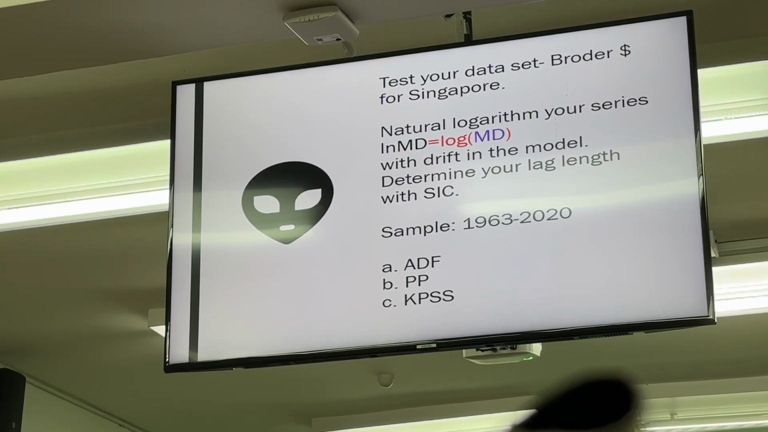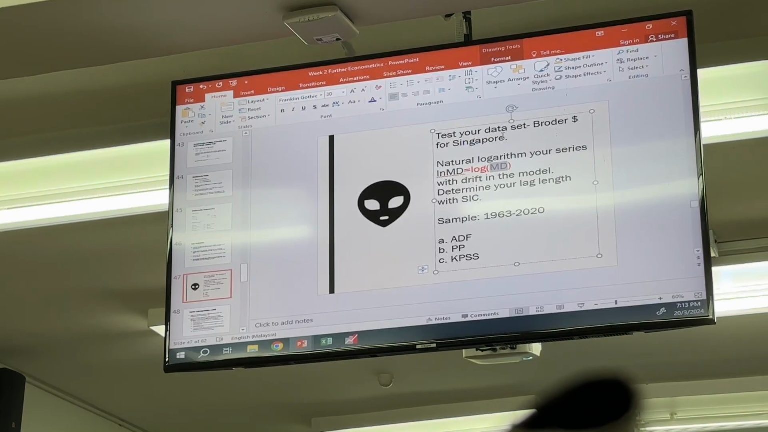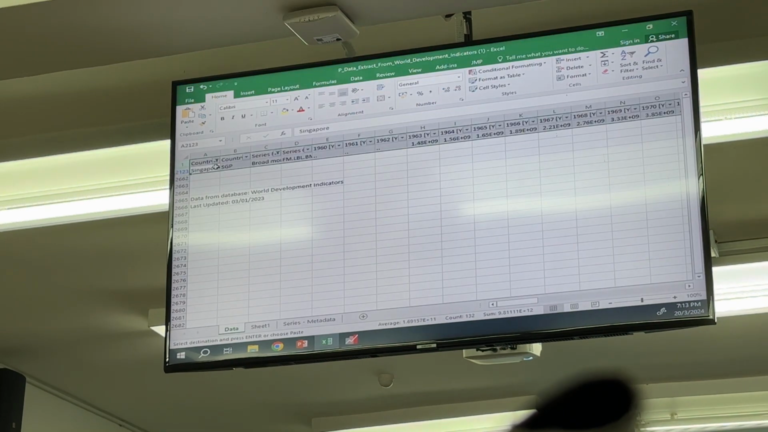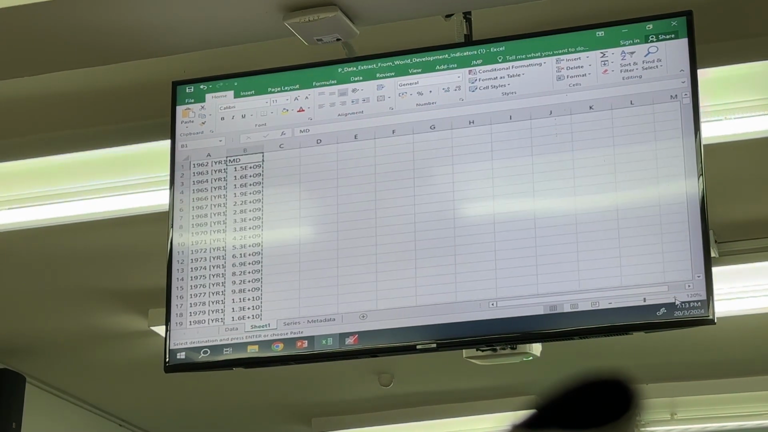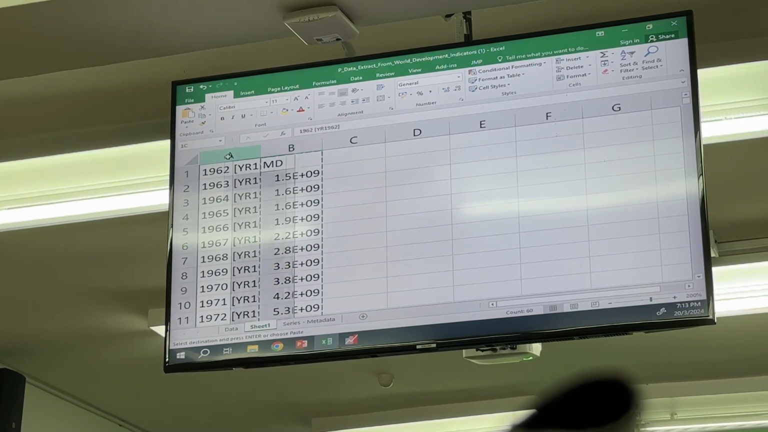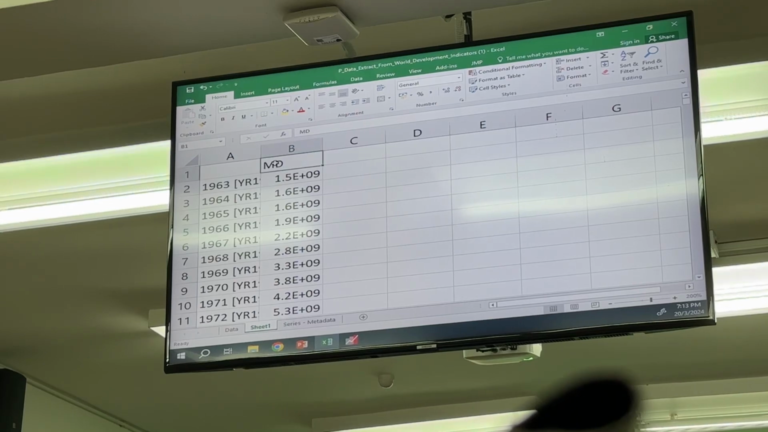So how to read this? LNMD is a new name. It's a new name I gave for my series. The purple color MD here is the variable name. Still remember the Excel sheet just now? I put MD here. So this is the variable name for the series, MD.